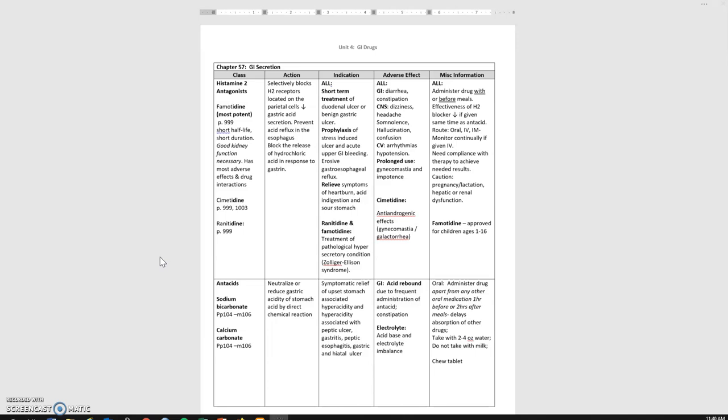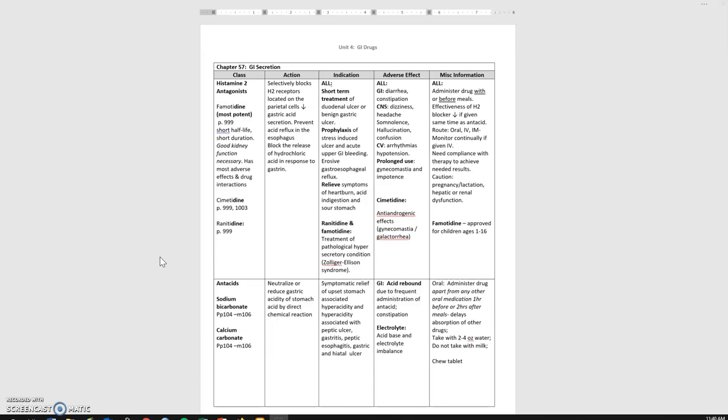These drugs typically end in the letters D-I-N-E, as you can notice by the bolded print of the endings of each of these words. Famotidine is the most potent of the H2 antagonists, and all of the drugs in this class prevent acid reflux in the esophagus and block the release of hydrochloric acid in response to the acid that is excreted when you swallow food and food appears in your stomach.